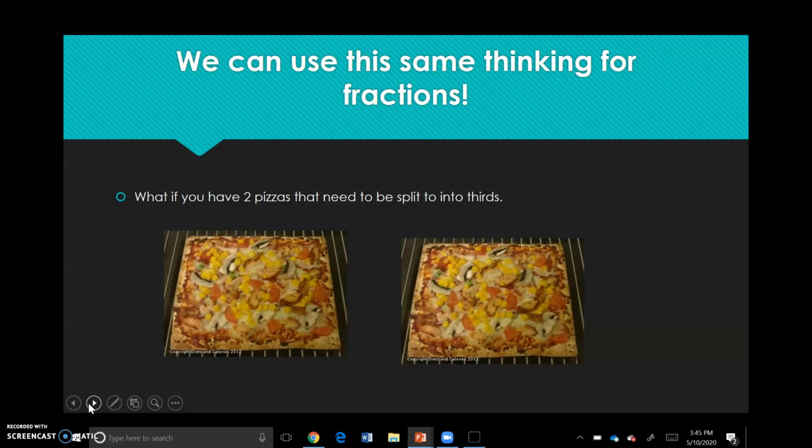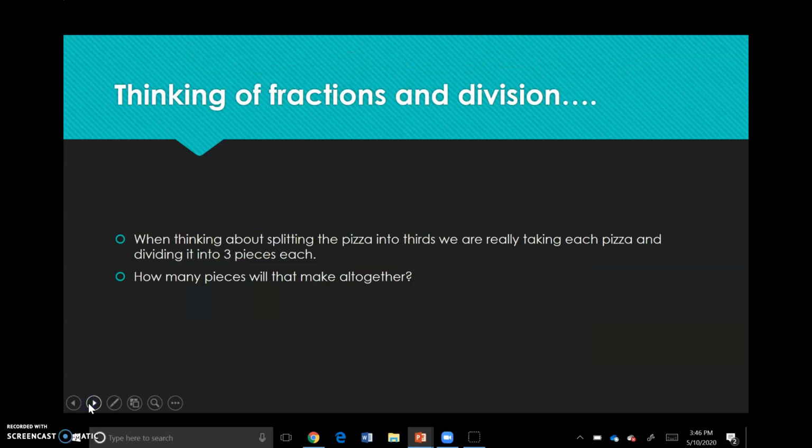What if you had 2 pizzas and they need to be split into thirds? How many pieces would you have? Well, we're thinking about splitting the pizza into thirds, so we're taking each pizza and dividing it into 3 pieces each. So how many pieces would you have altogether?